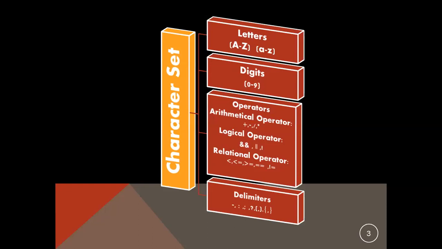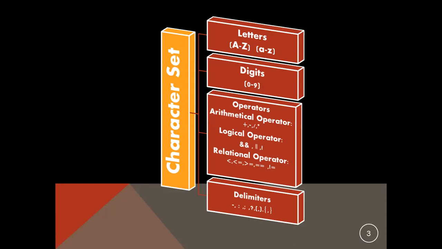Character set of Java in detail. Letters: character set in Java includes all the letters from capital A to Z and small a to z. Digits: all the digits from 0 to 9 and also the combination of digits.